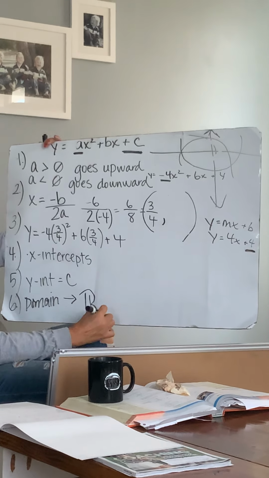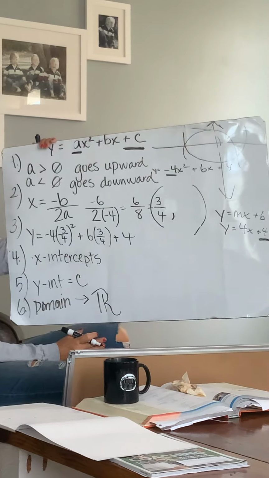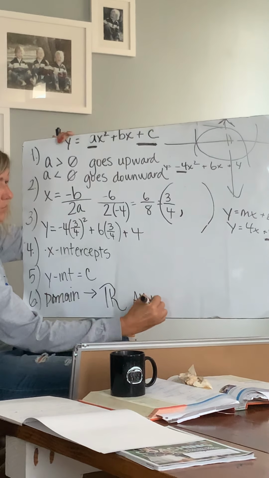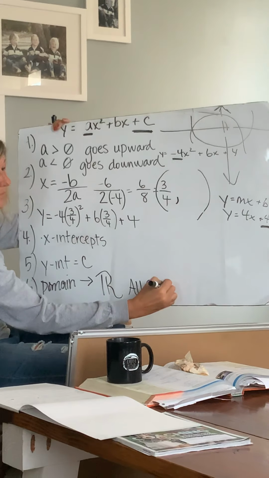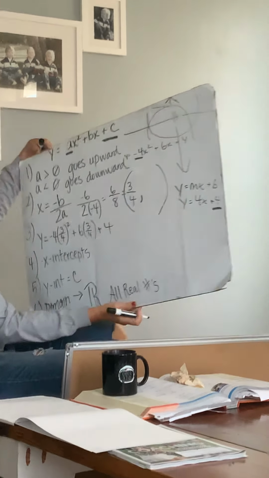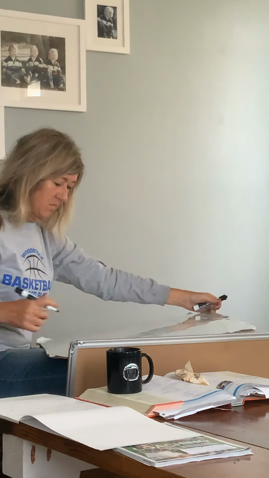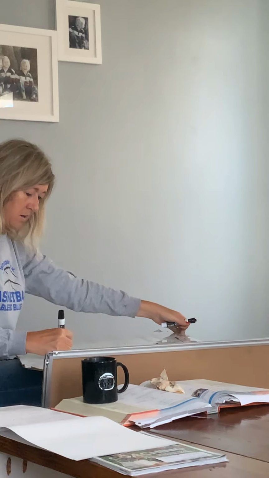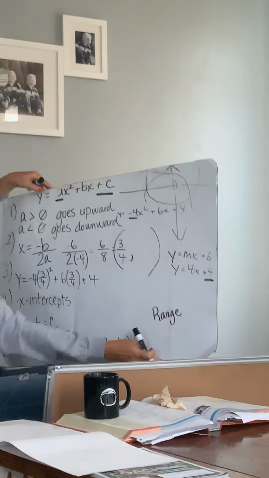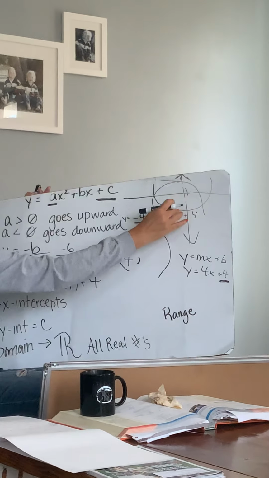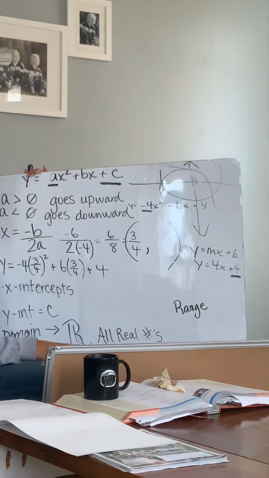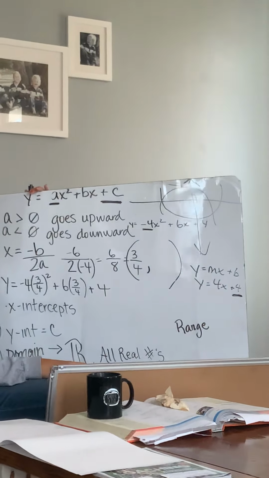So you can write it. Remember how I showed you the handy dandy shortcut? Or you can put all real numbers. Okay? The range is going to be whatever the top of your graph is, or the bottom of your graph, and going forward. So we're going to get to the range and the x-intercepts here in just a minute, okay?